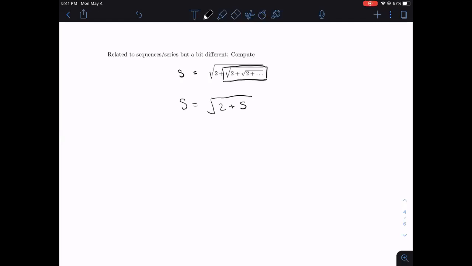So now we can square both sides. S squared is 2 plus S. So we get S squared minus S minus 2 equals 0. So this is a quadratic. And also, can you just answer in the chat if you've learned quadratics before? Because we're not sure if we have to cover that next week.